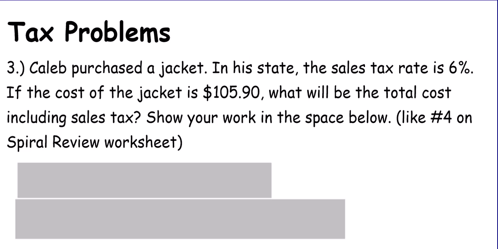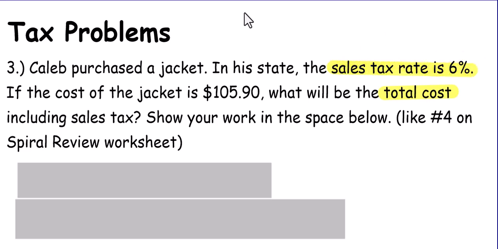So number 3 is going to be like number 4 on your spiral review worksheet. It says Caleb purchased a jacket. In his state, the sales tax rate is 6%, like it is here in PA. If the cost of the jacket is $105.90, what will be the total cost including sales tax? Now I'm going to highlight this word, total cost, so it's kind of like our discounts, but I want you to remember that sales tax is added on to the price.